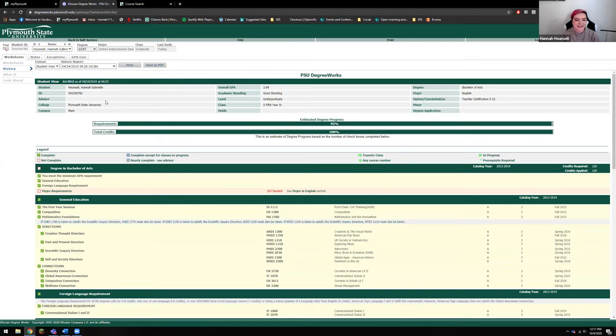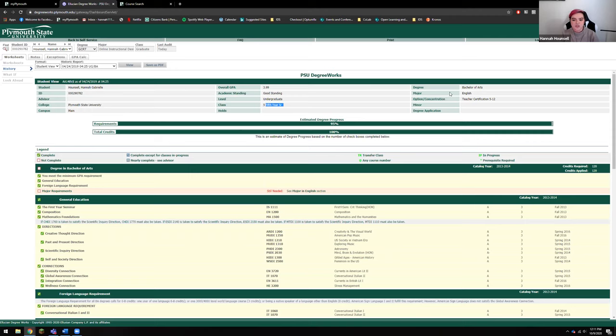This part up here is some general information about the student. You'll be able to find their student ID here. You'll be able to see if they have any other advisors, which is kind of helpful sometimes. You can see their overall GPA and what class they are in, and that's first year, second year, third year, fourth year, or fifth year senior, as it is saying for me.